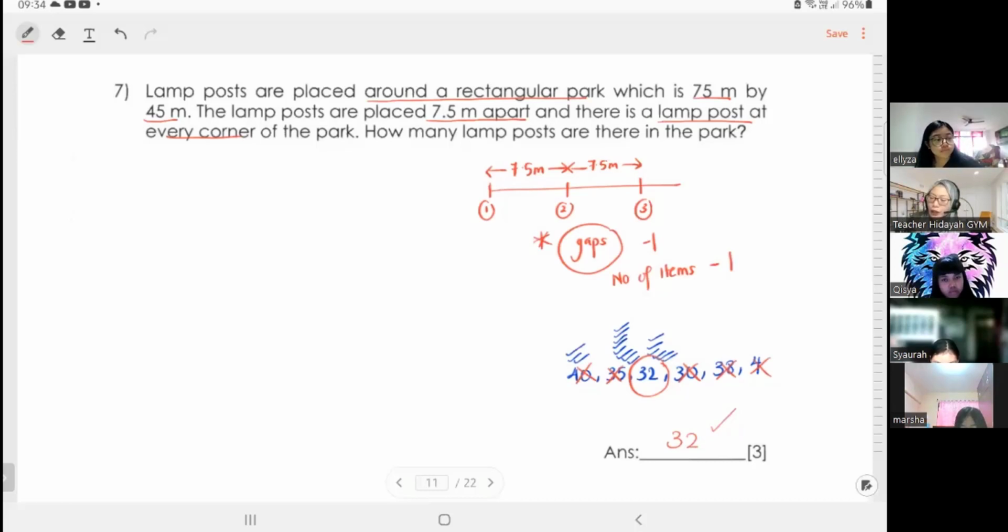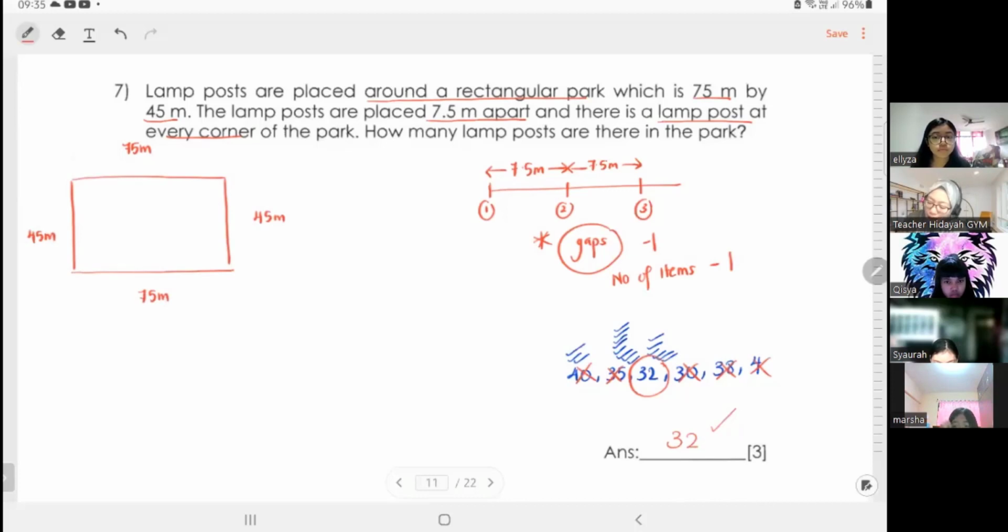Now I start going through. So I have a rectangular park. If you cannot visualize the park, then draw out the park. Don't be lazy. You draw out the rectangular park like this. Okay, I have it like that. And the park is 75 meter by 45 meter. We write down all this.